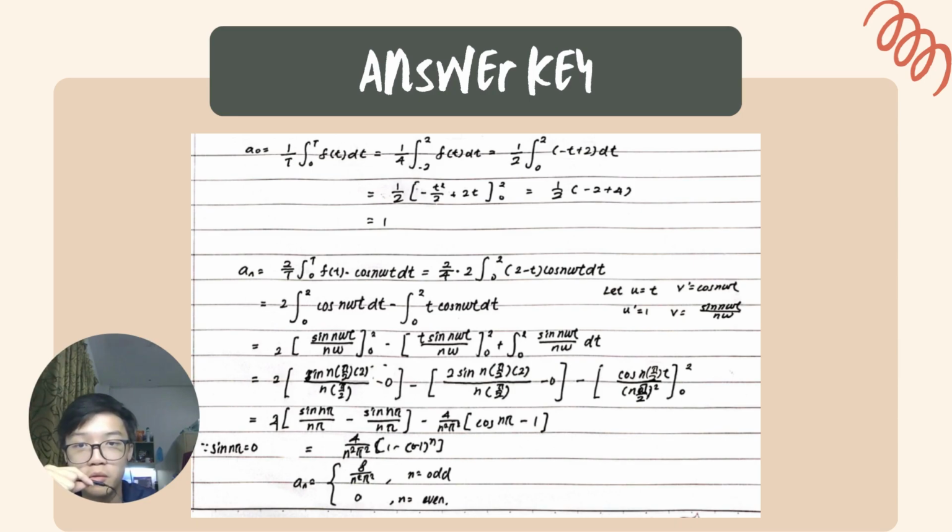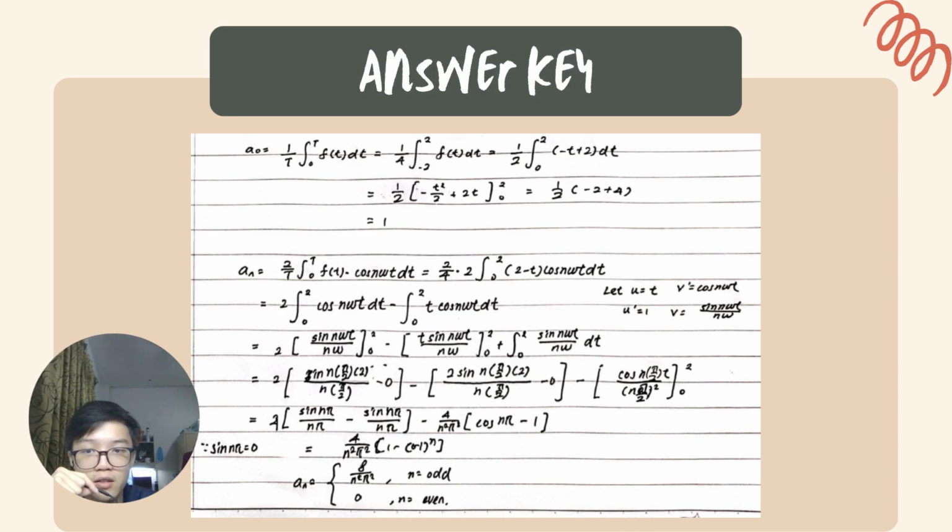Now we'll proceed to finding A0 and An. To find A0, we can use the formula that has been written on the slides, which is 1 over T integrate f of t dt. Then we substitute the relevant values inside the formula. Since the function is an even function, we can multiply by 2 and reduce the range from -2 to 2 to 0 to 2 and proceed with the relevant integrations. Then we get A0 equal to 1.